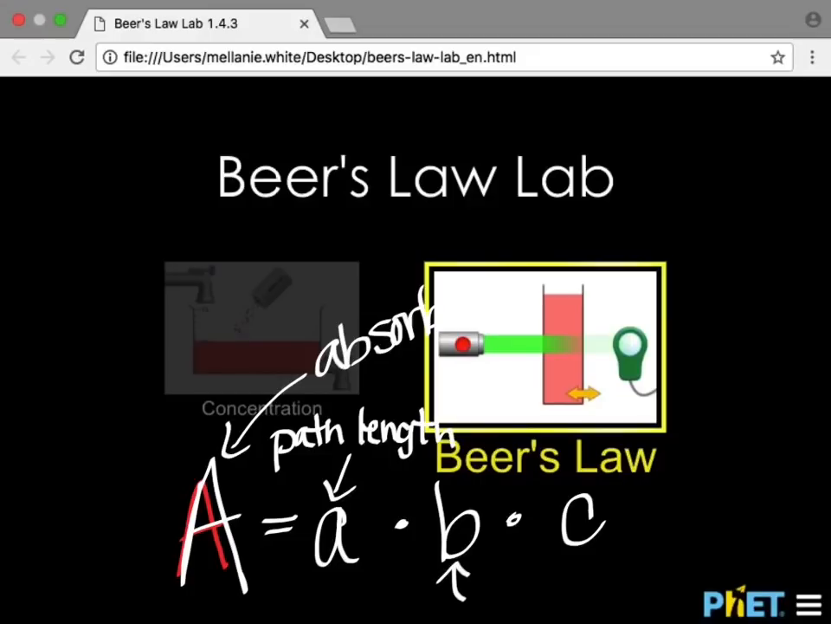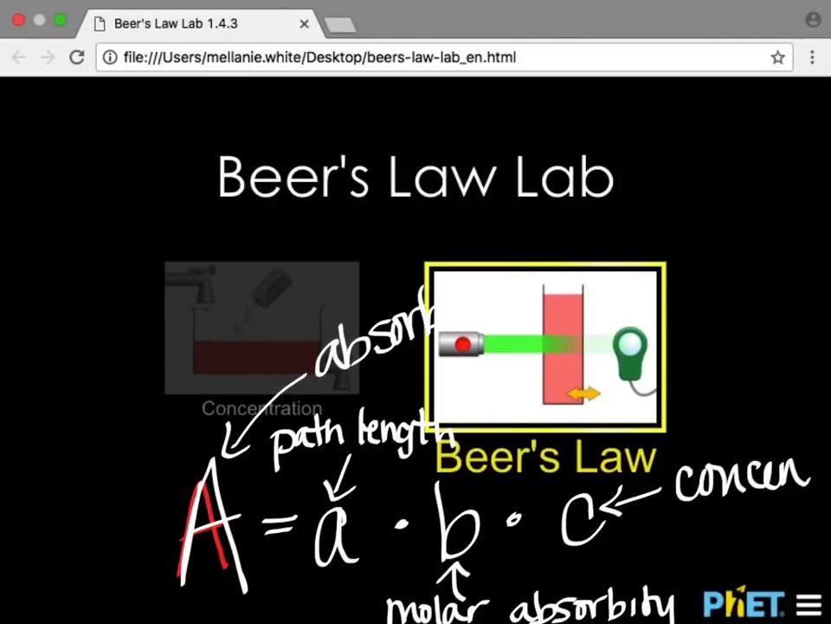b is the molar absorptivity, and this is something that is within the machine we're going to be using. If you use the same machine, that's going to be constant. And c is the concentration of our solution.